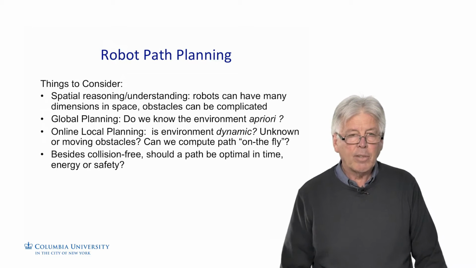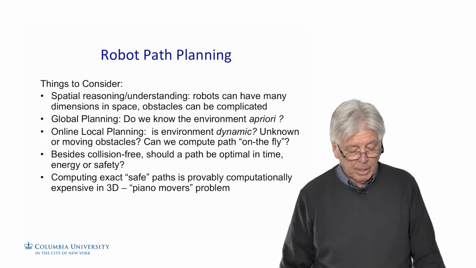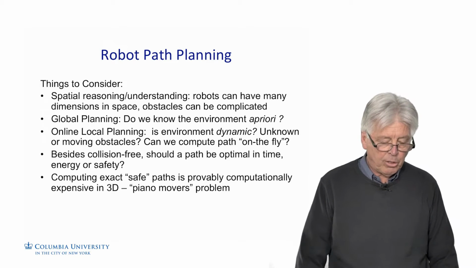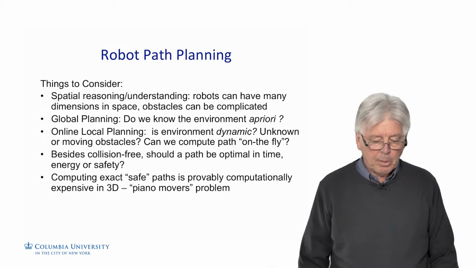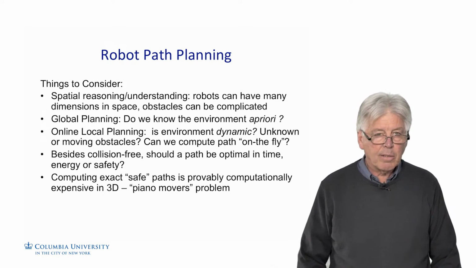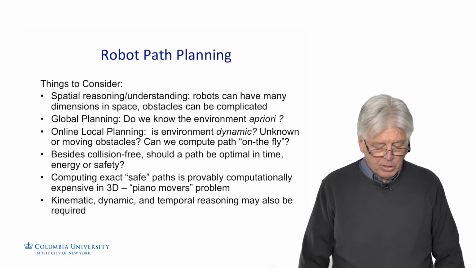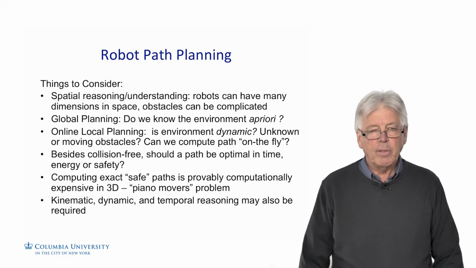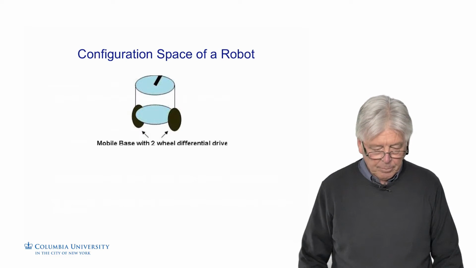And obviously we want to have a collision-free path, but should the path be optimal in time, energy, or safety? So can we compute exact safe paths? It's provably computationally expensive in 3D. The piano movers problem, where you want to move a piano in a complicated 3D environment, is exponential. So therefore we can't really do these things efficiently. We have to find ways to get around these problems. And also there's more than just kinematics. There's dynamics and temporal reasoning that must also be required. So we have to include all of these things in consideration of building a robot path plan.